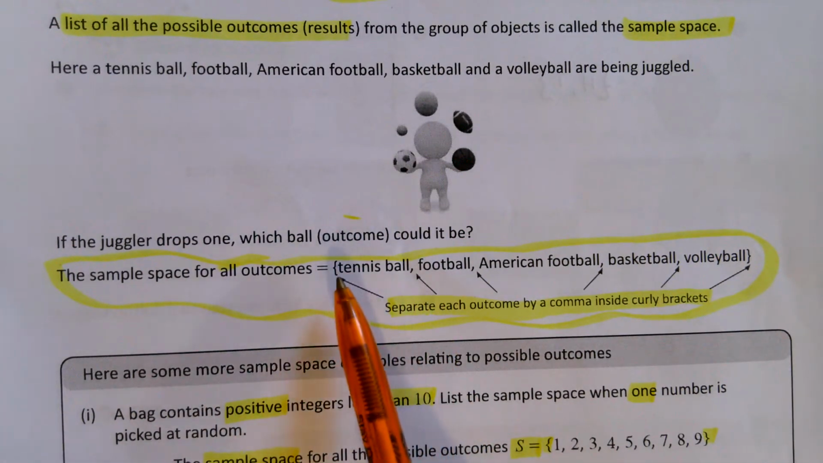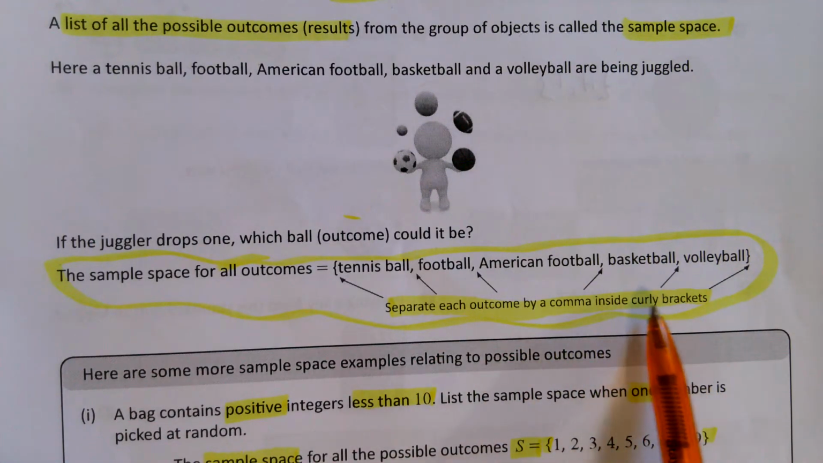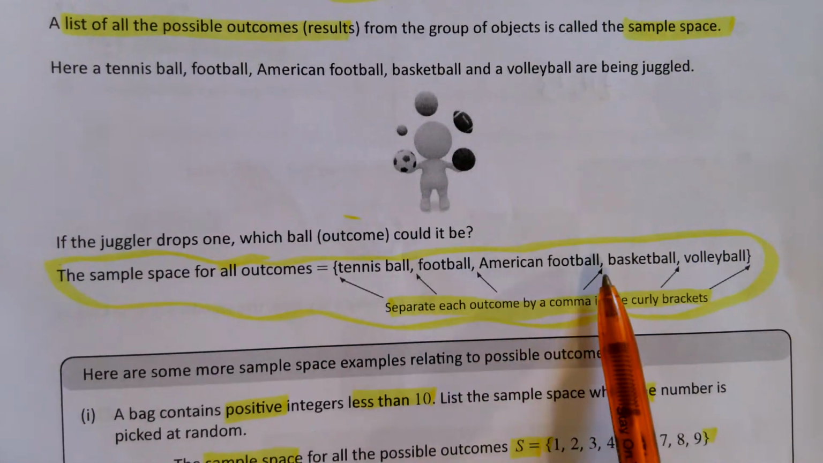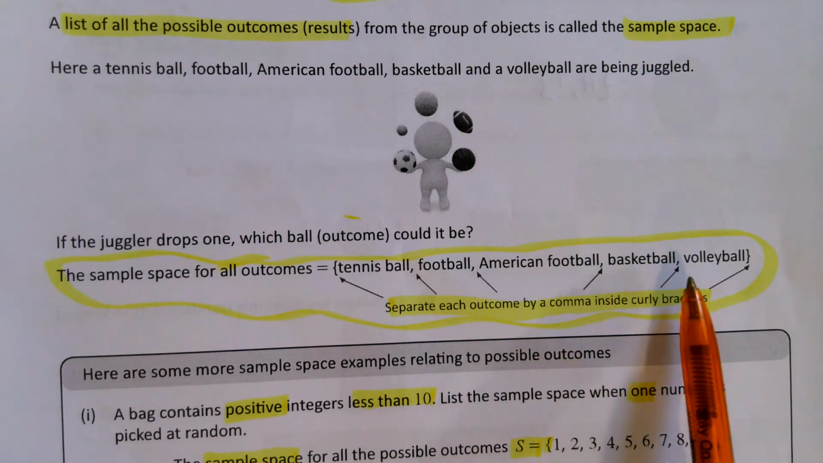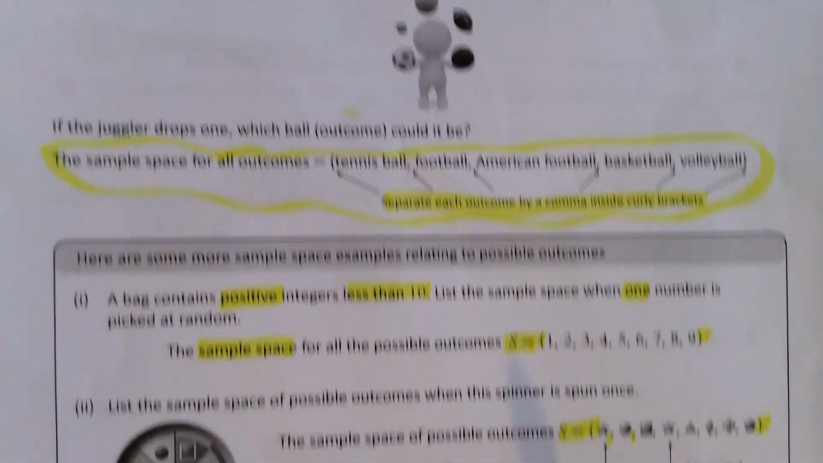When you look, you see that the beginning and the end have curly brackets, and between each of the possible outcomes there is a comma. That is very important. That is how it is written. Let's have a look at examples.